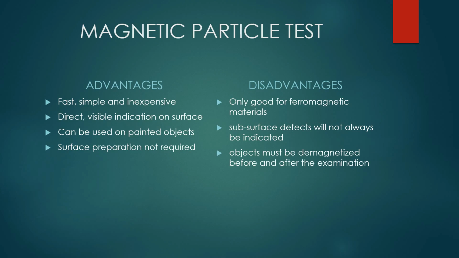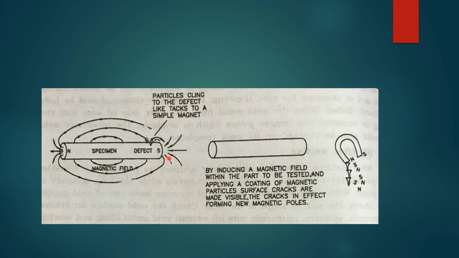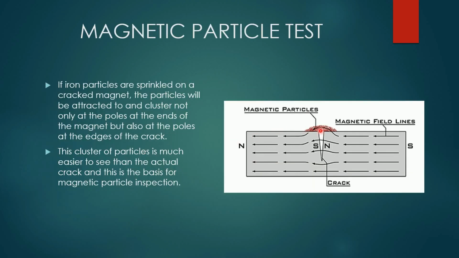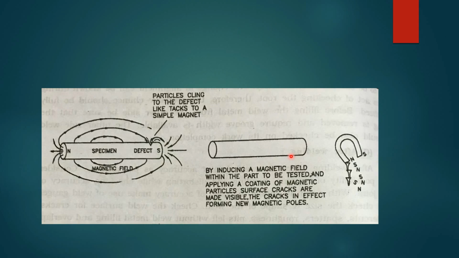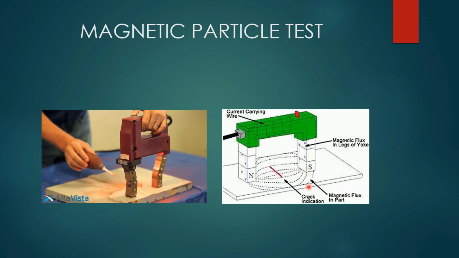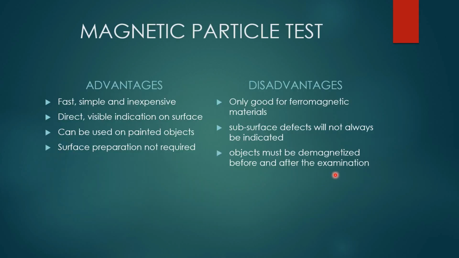Okay, so next, subsurface defects will not always be indicated. If the subsurface defects are lower than 1.5 centimeter or 2 centimeter from this top edge area, if the crack is over here, it cannot detect that particular crack. Objects must be demagnetized before and after the examination, because whenever this material is magnetized by this particular yoke, it can attract other ferromagnetic materials also, so we have to demagnetize it.